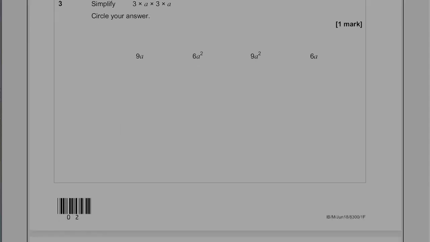Right, question 3. Simplify 3 times a times 3 times a. Well, I'm going to group my numbers together. So 3 times 3 is 9, and then a times a would be a squared. So 9a squared. There we go.